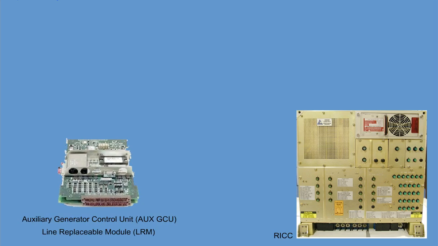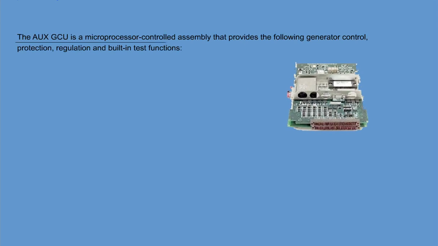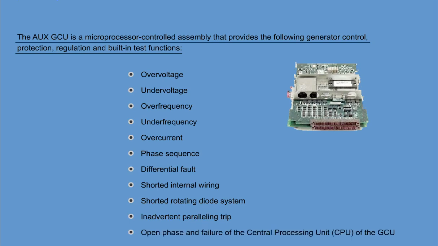The auxiliary generator control unit is a line replaceable module, LRM, and is located in the Right Integrated Control Center, RICC. The auxiliary GCU is a microprocessor-controlled assembly that provides the following generator control, protection, regulation, and built-in test functions: overvoltage, undervoltage; overfrequency, underfrequency; overcurrent; phase sequence; differential fault; shorted internal wiring; shorted rotating diode system; inadvertent paralleling trip; open phase, and failure of the central processing unit of the GCU.